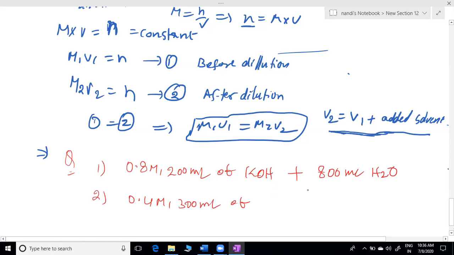Or you can create your own questions. Take your own numbers, whatever you want. You know some bases and acids. Any base, any acid you can take. I'm taking HNO3 here. You can take any acid, any base, sir. Plus you can add any number of your own. I'm adding 200 ml of water here. You can create your own examples. Solve these two questions.